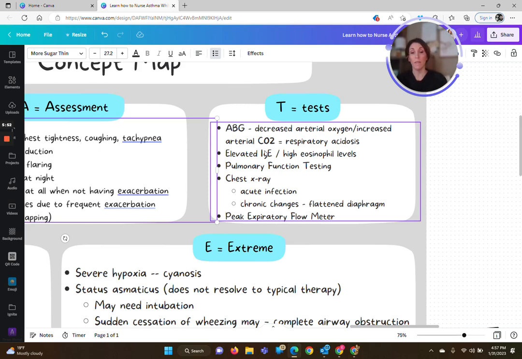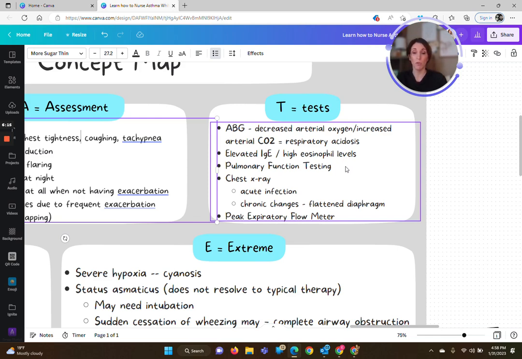Okay, and then they may have elevated IgE levels and high eosinophil levels. And so this is a breakdown of the white blood cells, and it basically tells us that there's an allergy component. So they might have these higher levels. And if they do, we can treat them differently. So that's important information.